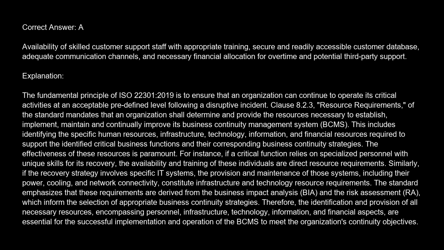The standard emphasizes that these requirements are derived from the Business Impact Analysis (BIA) and the Risk Assessment (RA), which inform the selection of appropriate business continuity strategies. Therefore, the identification and provision of all necessary resources, encompassing personnel, infrastructure, technology, information, and financial aspects, are essential for the successful implementation and operation of the BCMS to meet the organization's continuity objectives.